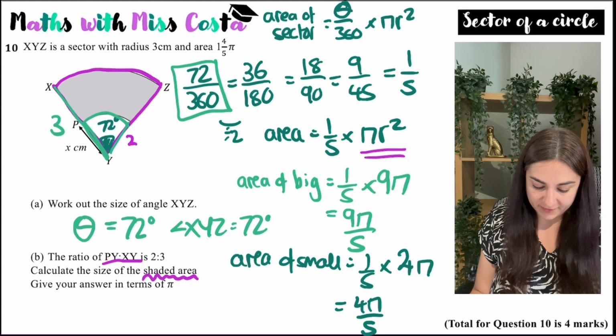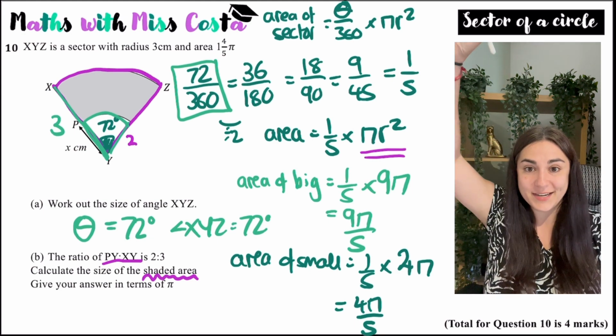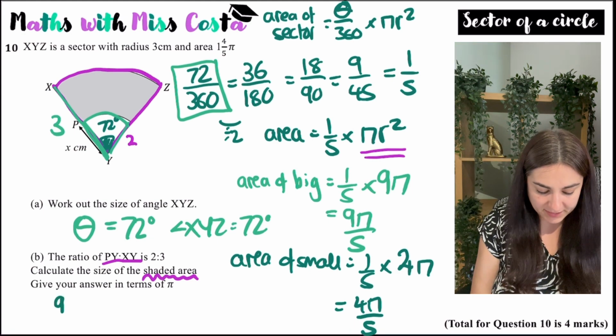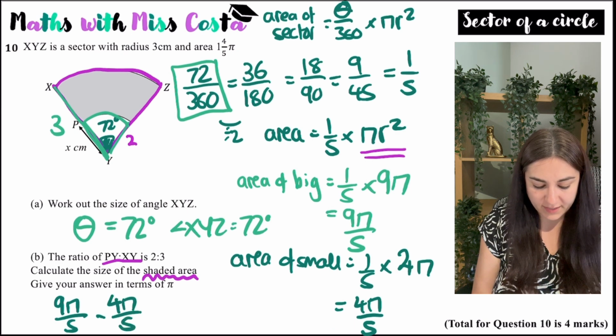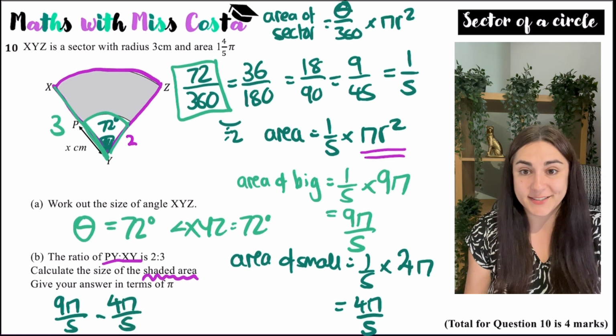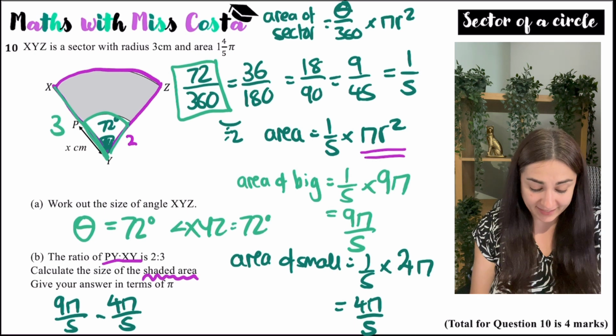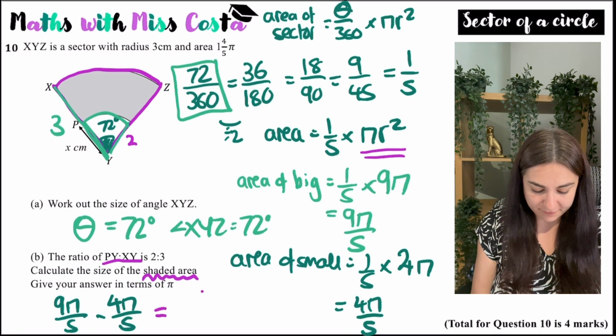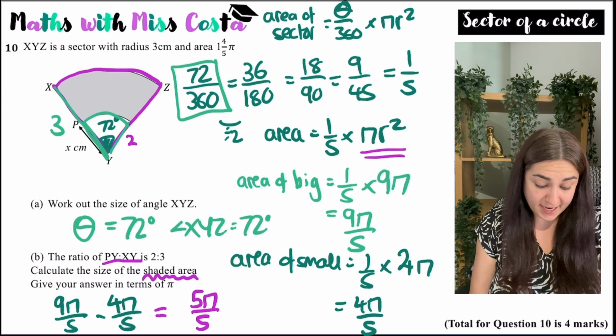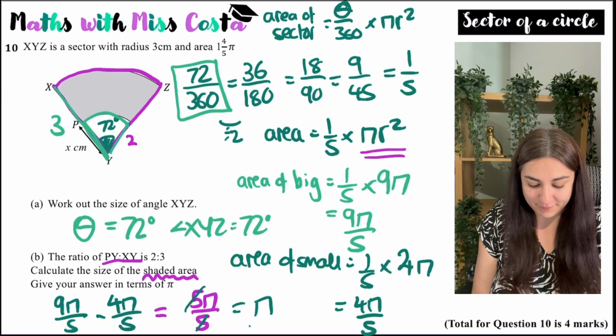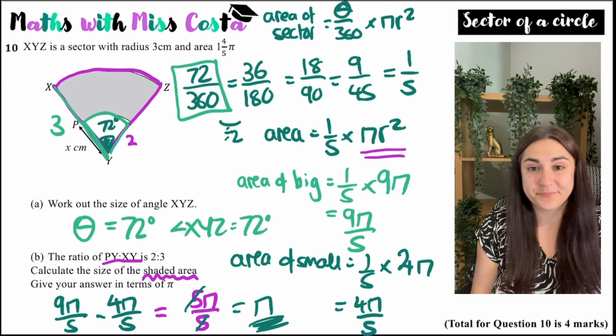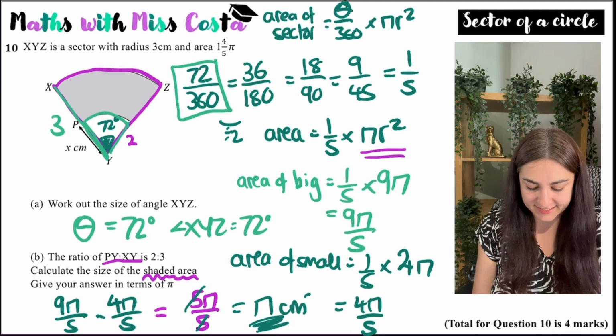And how do I work out the shaded area? I do the big area, take away the smaller one. So I'm going to do 9 pi over 5, take away 4 pi over 5. Whenever you add or subtract fractions, they need to have the same denominator, so I'm super lucky that these do. And that would just give me 5 pi over 5. And actually, if I simplified that, that would just leave me with pi. And I could write pi centimeters squared.